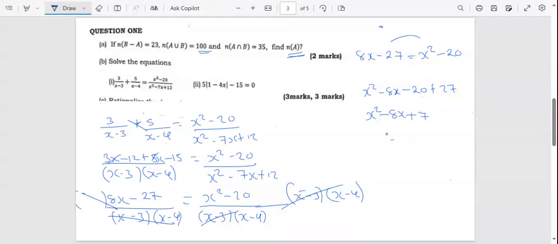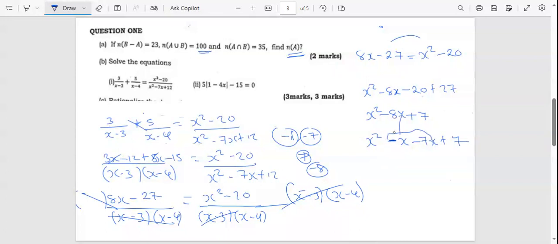So we want numbers again. When we multiply them, they will give us 7, and when we add them, they will give us negative 8. I'm sure those numbers are negative 1 and negative 7. When you multiply, they'll give you positive 7, and when you add, they'll give you negative 8. So I'll just replace there negative 1x, which is just negative x, again negative 7, like that, plus 7. You see? So they represent the whole of this one.